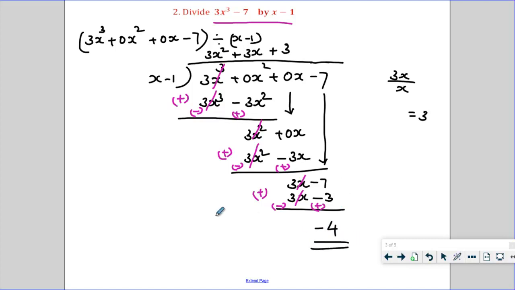So here we can say that this is the remainder and the quotient. If you divide 3x cube minus 7 by x minus 1, our answer is: quotient is 3x square plus 3x plus 3, and the remainder is equal to minus 4.